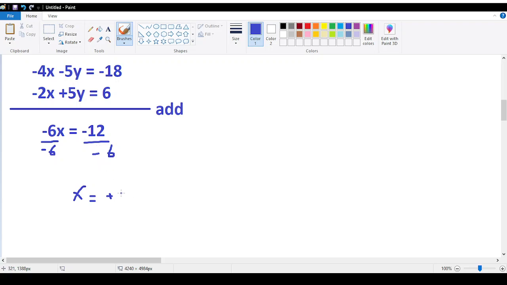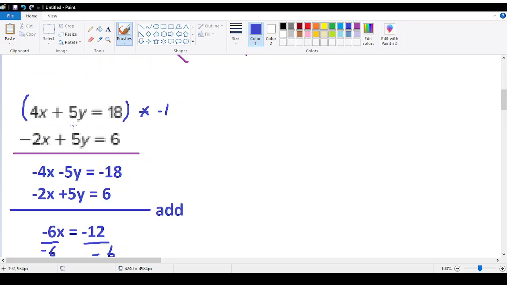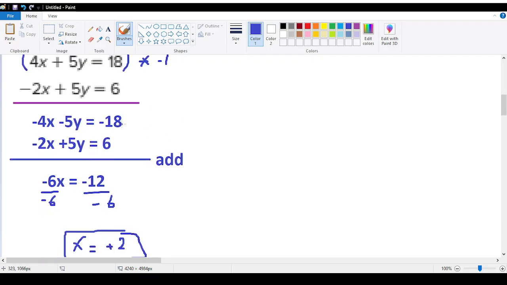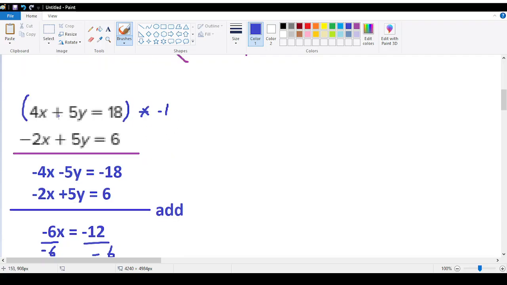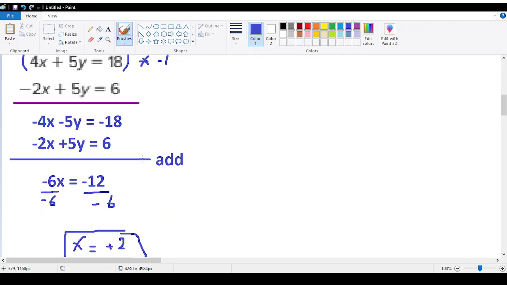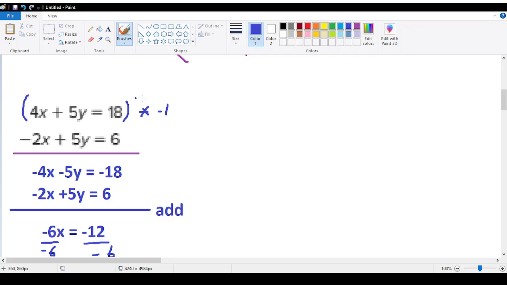2. Good. After that, we will go to one of the equations, either the original equation or these two equations. But it's better to go to the original equation. We will go to one of the original equations and we will write it, and we will substitute x with 2. So let's go to the first equation. I will write it here. So it's going to be 4x plus 5y equals 18. Now we will substitute 2 instead of the x.